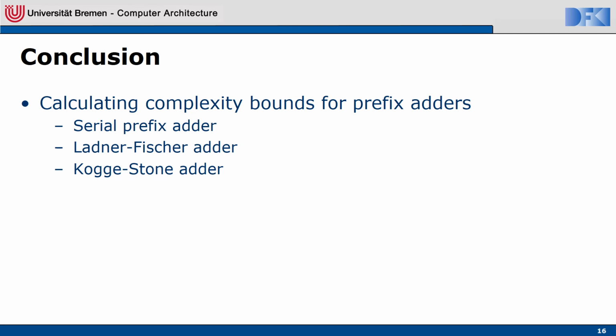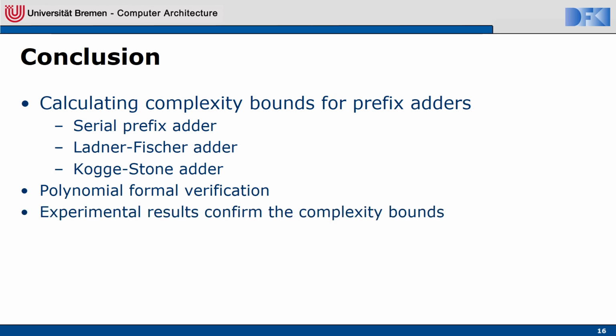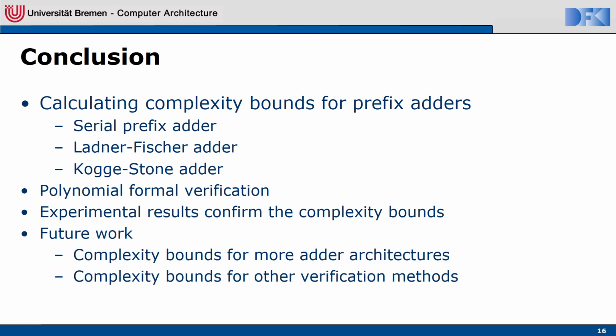In this work, we calculated the verification complexity bounds for 3 prefix adders: serial prefix adder, Ladner-Fischer adder, and Kogge-Stone adder. We proved that polynomial formal verification is possible for these 3 adders. We also did some experiments to confirm the calculated complexity bounds in practice. In future, we plan to calculate the complexity bounds for more adder architectures. We also want to investigate the complexity of other verification methods.